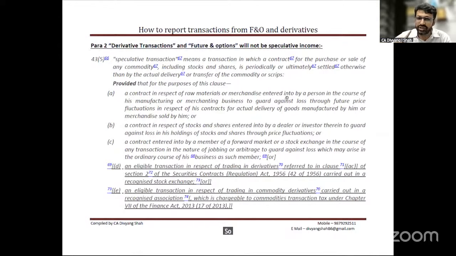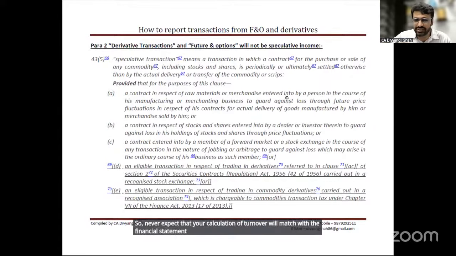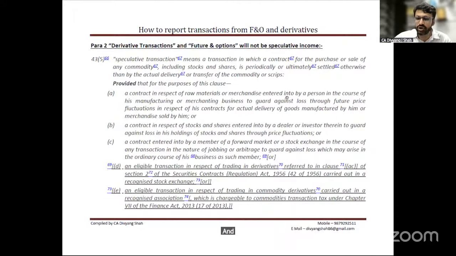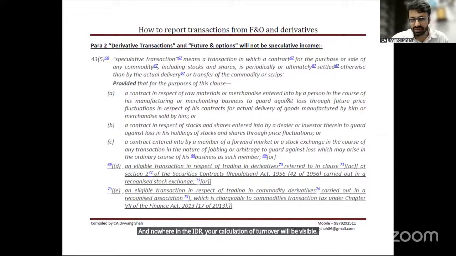So never expect that your calculation of turnover will match with the financial statement. That will never match. And nowhere in the ITR will your calculation of turnover be visible. Clear, Shreya? Hope that you get the answer.